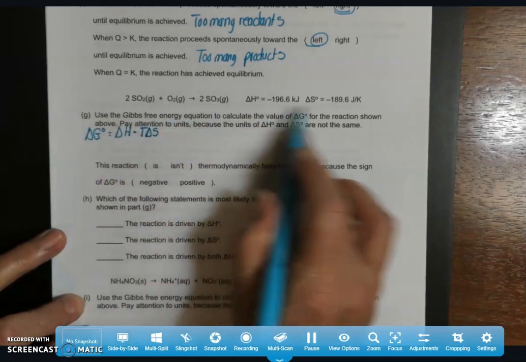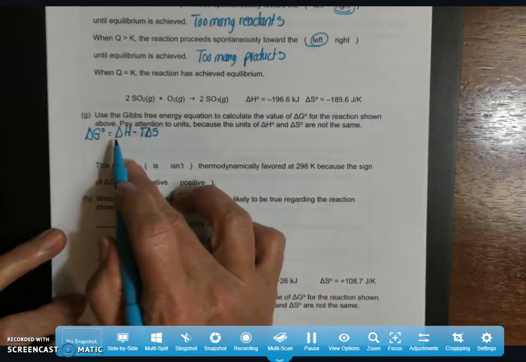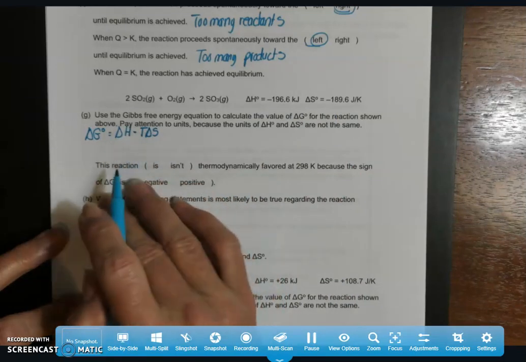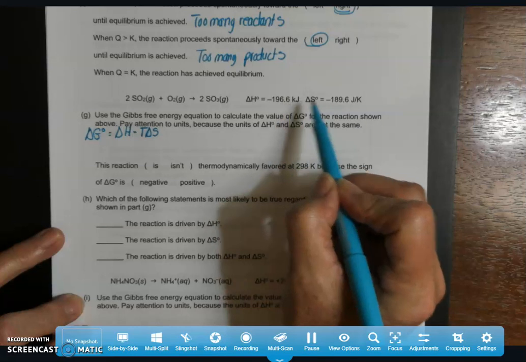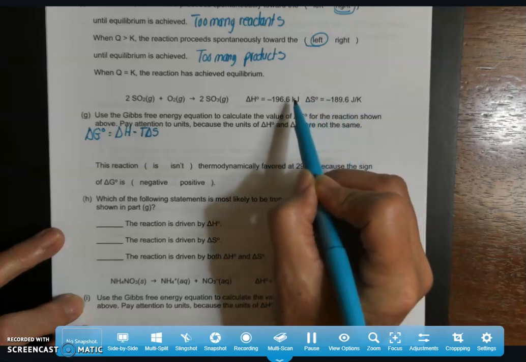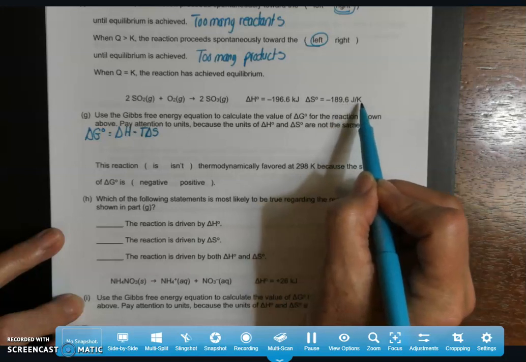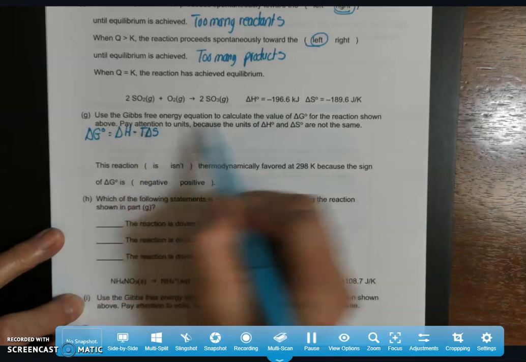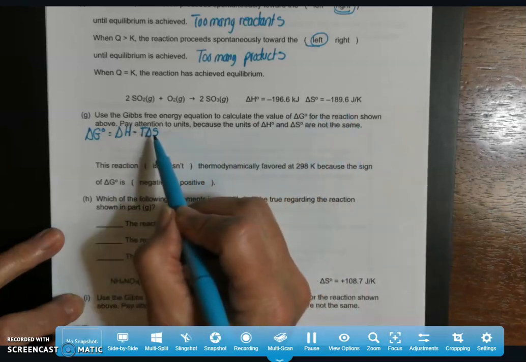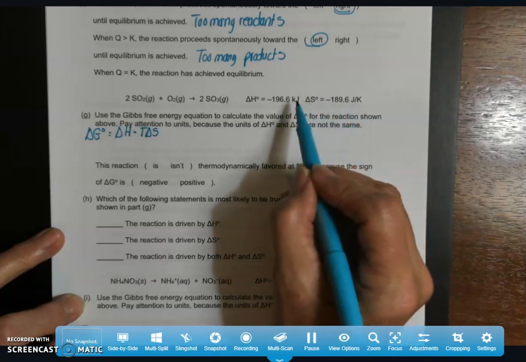If I'm given delta H and delta S, I can calculate delta G. This is basically just plugging everything in. Now remember, we do have this problem here. This one is in kilojoules. This one is in kilojoules per Kelvin. So I'm going to multiply entropy by T, which is going to get rid of my Kelvin. I'm good with that. But it's the kilojoules and the joules that are the problem.